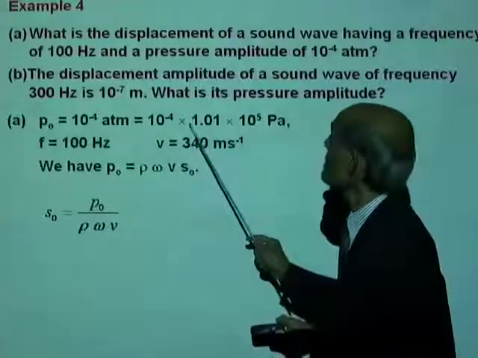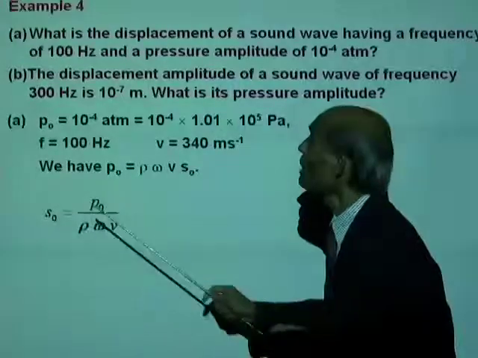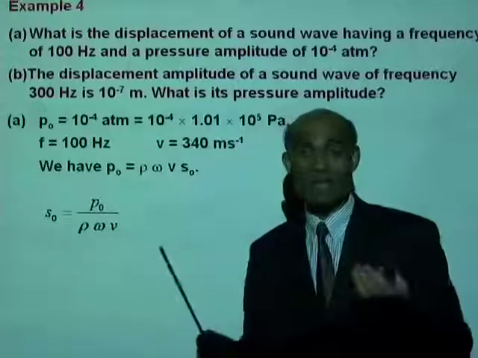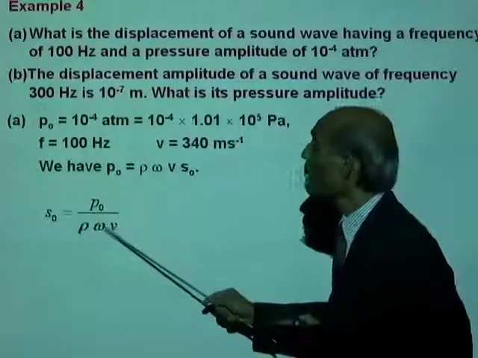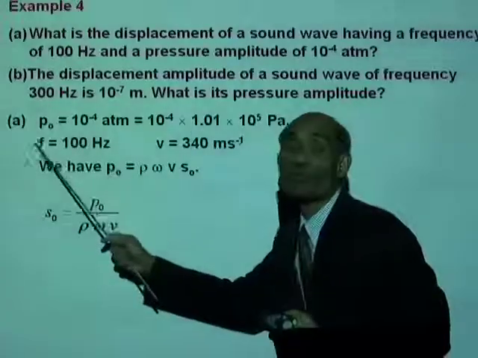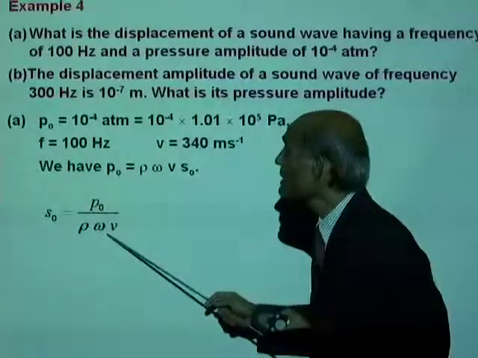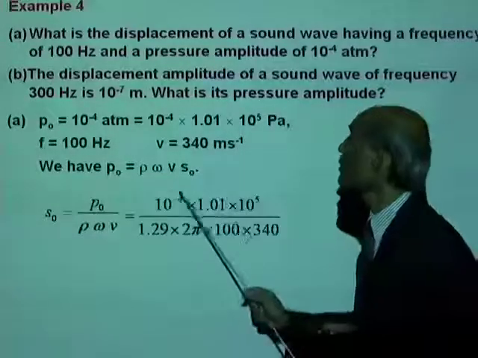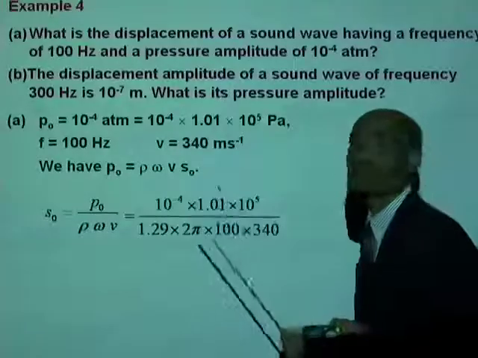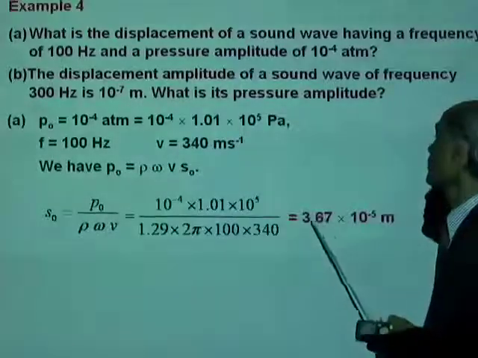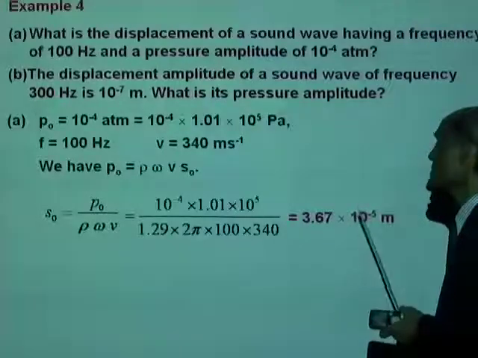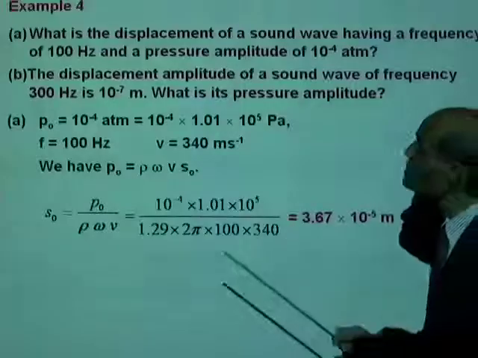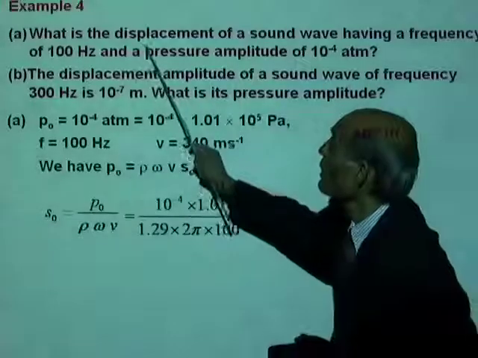Now P0 we know, this is P0. Rho, the density of air, you remember I gave it to you, 1.29 kilogram per meter cube. Omega is 2 pi f, where f is given to us. V, the speed, is 340 meter per second. So put all those values and calculate S0, it gives me 3.67 times 10 to the negative 5 meter. And that is the displacement amplitude of this wave.